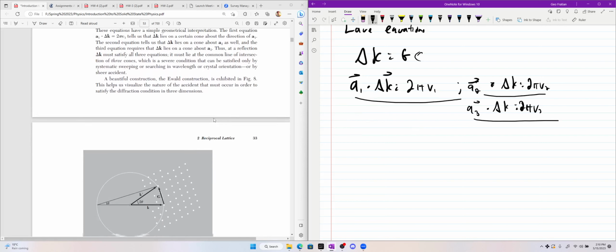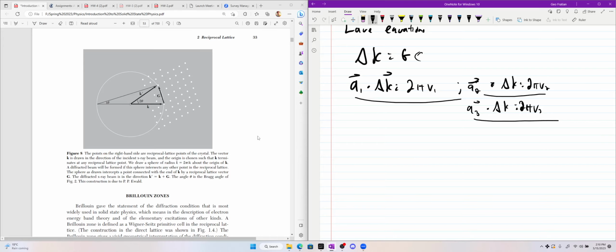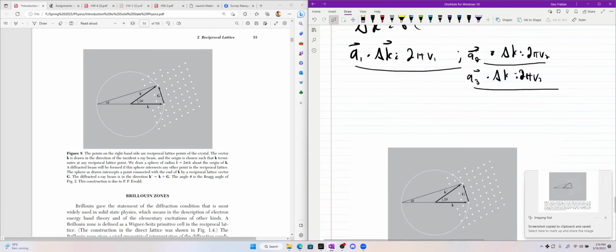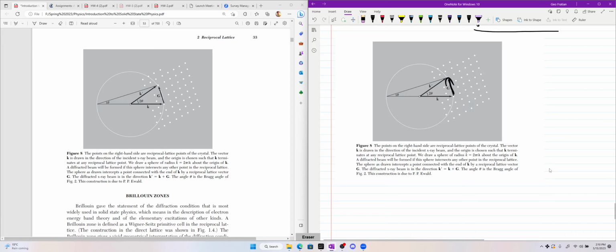Okay. So a beautiful construction, the Ewald construction, is exhibited in figure 8, which kind of helps us visualize the nature of the accident that must occur in order to satisfy the diffraction condition in 3 dimensions. So let's look at this for a second. Here we go. See if you can understand this diagram. So here's our delta k vector, or G vector, right? And the points on the right-hand side are reciprocal lattice points of the crystal. These are the reciprocal lattice points.